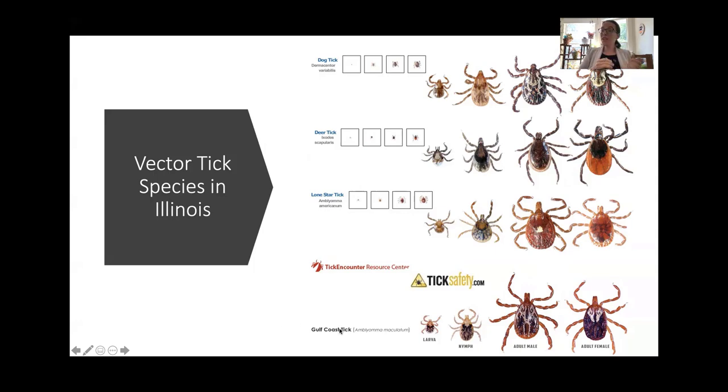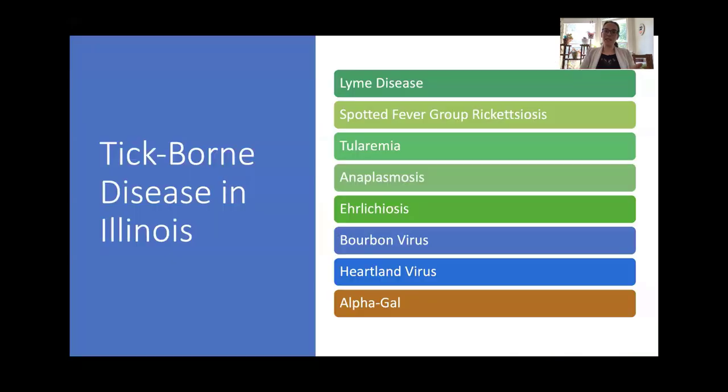There is also the Gulf Coast tick, Amblyomma maculatum, which only in the last couple of years we've established that it is present in Illinois and it is breeding in Illinois. So these are 4 different tick species. They carry different diseases. They have different preferences for hosts, for habitat. So we have to consider all of these when we're talking about tick-borne disease.